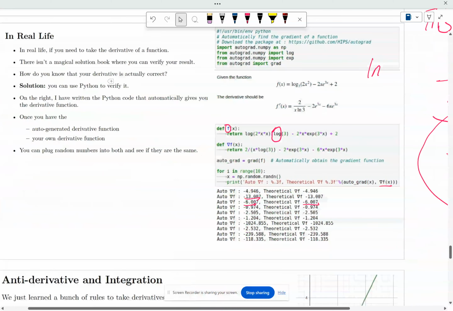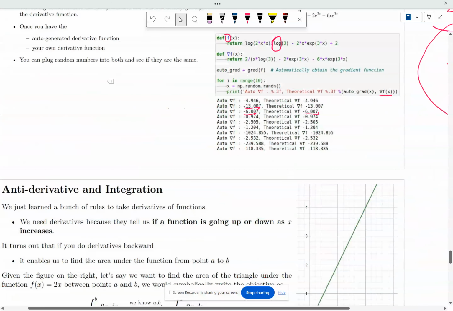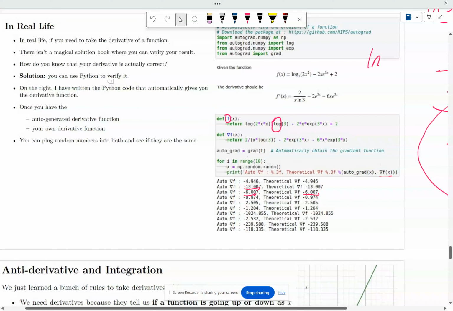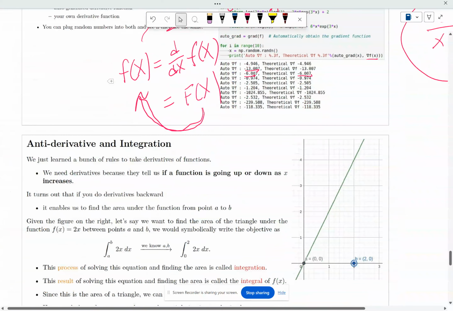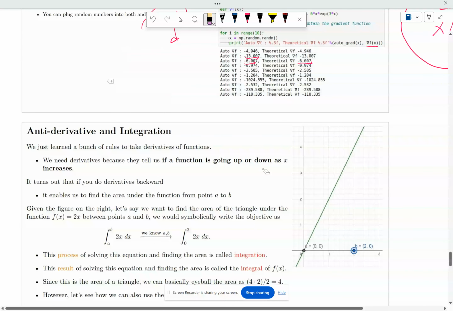Okay, now that we've done derivatives, the derivative goes from f to the derivative of f with respect to x. Let's call this f of x. What happens if you do the backwards of a derivative? We know that if you take the derivative, it tells us whether the function is going up or down. What happens if we go backwards? Well, when we go backwards, something very special happens. I'm going to denote.